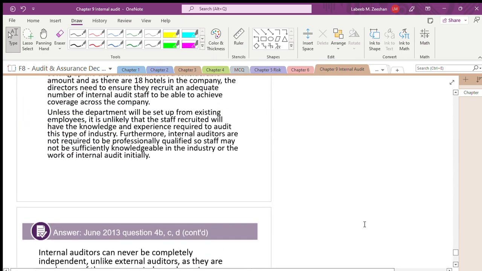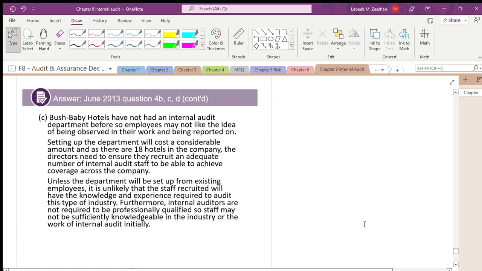Now, what are the limitations? It says that Bush Baby Hotels have not had an internal audit department before, so existing employees don't want one. It's as simple as that. If internal audit is a headache, they think like that. It is a general perception. Employees may not like the idea of being observed in their work and being reported on.